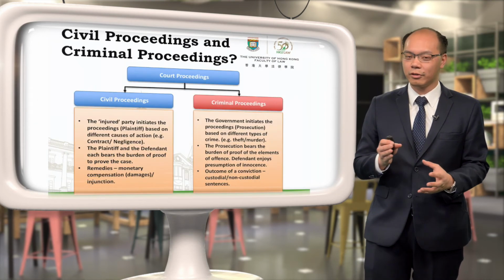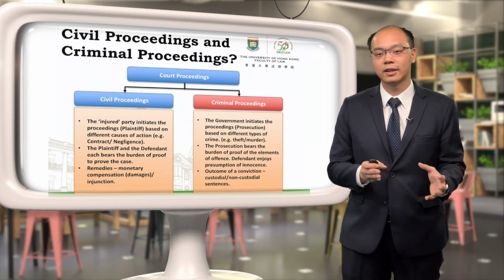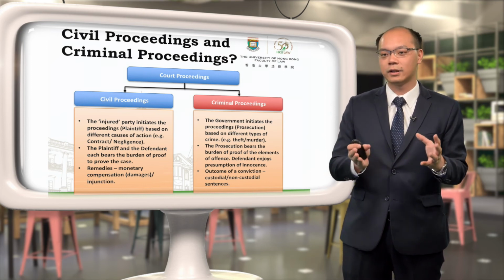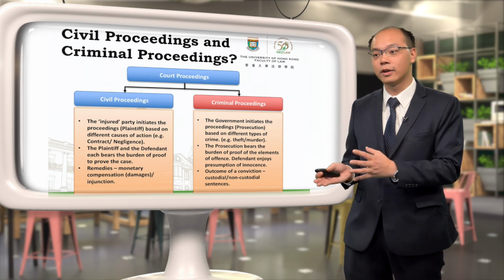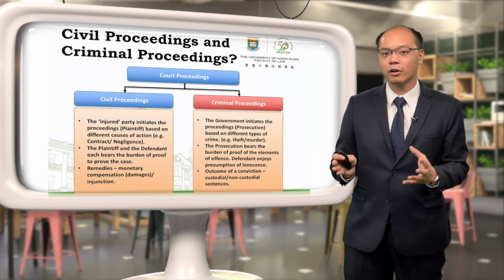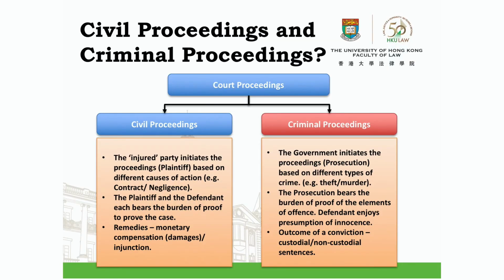Now, as I said, I'm trying to give you a brief overview of the difference between civil proceedings and criminal proceedings. As you can see on the slide, on the left, we have civil proceedings, and on the right, we have the focus, that is criminal proceedings for today. Let me briefly talk about the differences. When it comes to criminal proceedings, it's usually the government initiating the prosecution, and the reason for initiating the prosecution is that someone has allegedly committed a crime.